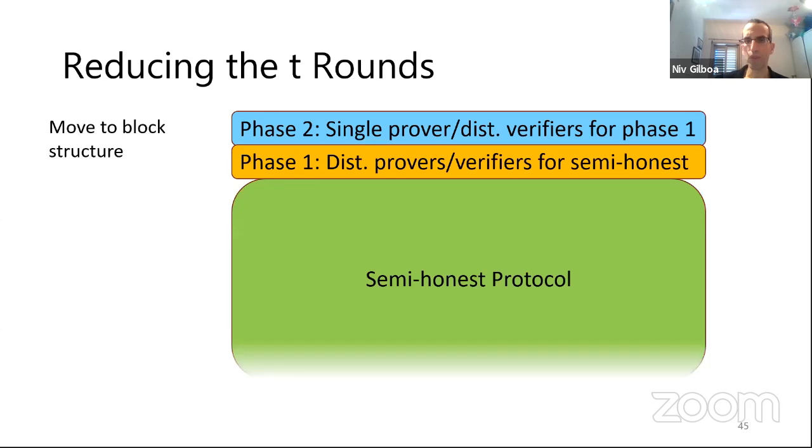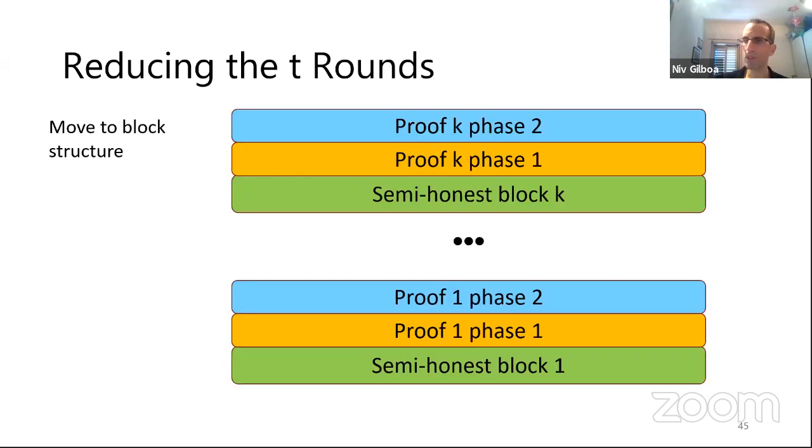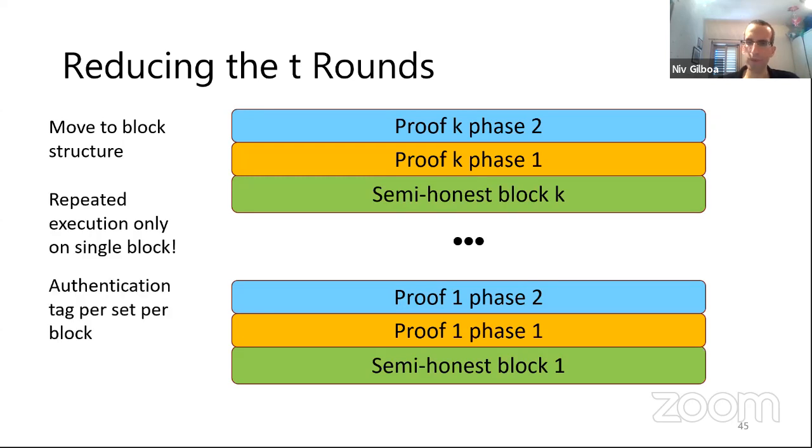And to reduce the T rounds, we move to a block structure, which has also been done many times in the past. Instead of having one semi-honest protocol, we have many segments, many blocks of semi-honest protocols, and we prove each one separately. So if in one of these segments we have an inconsistency, we have to go over only that segment. Taking the number of blocks to be large enough, which is about n squared, we again reach a sublinear communication. Okay, we have another issue, an authentication tag per set per block.